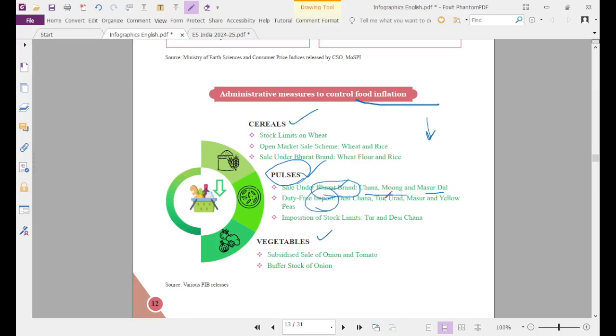Duty-free imports, especially for urad, masoor, and yellow peas. Imposition of stock limits, especially for tur and desi chana. All that is being undertaken for pulses. For cereals, stock limits again, and the open market sales scheme, especially for wheat and rice. If you talk cereals, you call wheat and rice. When it comes to pulses, we have tur, urad, chana, right? For vegetables, we have subsidized sales of onion and tomato, right? I talked about the top ones, tomato, onion, potato, and a buffer stock of onion.